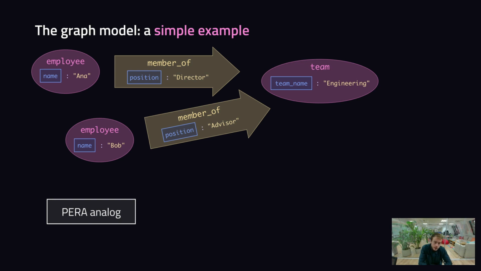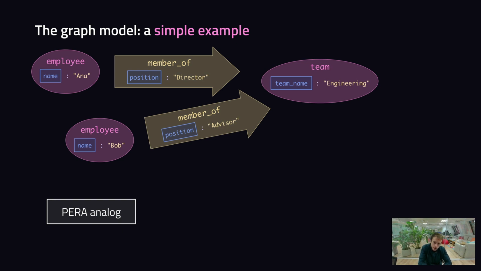And then there are various property keys. So for instance, employees have a name key, which points to the name of that employee node. And member of edges have a position key, which holds a string value describing the position that an employee has in a specific team. And then team nodes have a property key, team name.